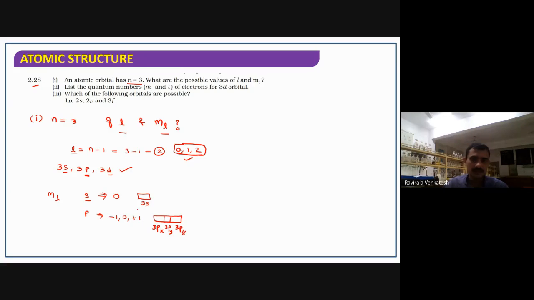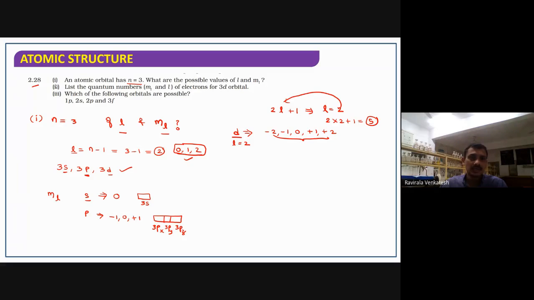Next, finally, for d orbital, what values are we going to get here? Minus 2, minus 1, 0, plus 1, plus 2. Total how many values are we going to get here? 5 values. What formula are we using here? The 2l plus 1 formula we can use, no? For d orbital, l is equal to 2. Now substitute l equal to 2: 2 into 2 plus 1 is equal to 5. We got 5 values. Understood here?